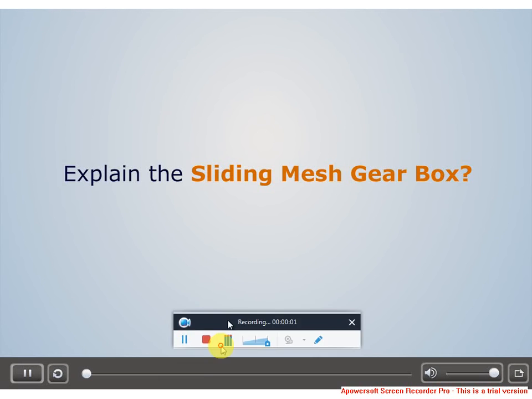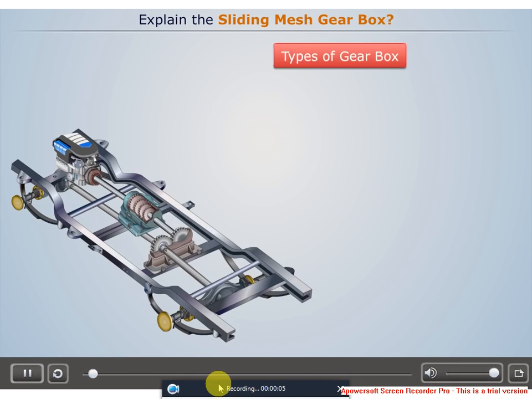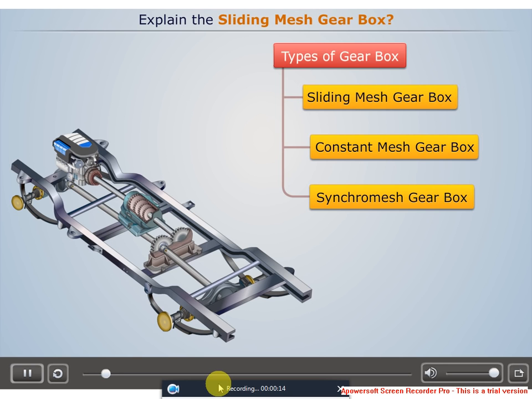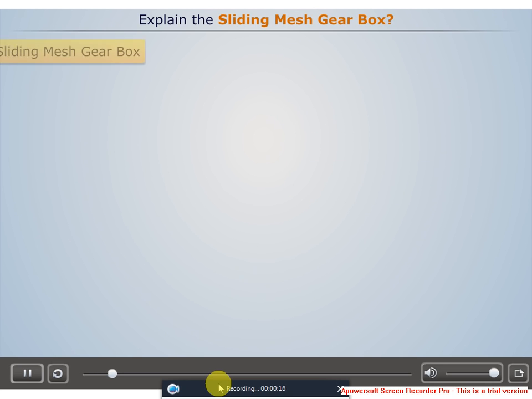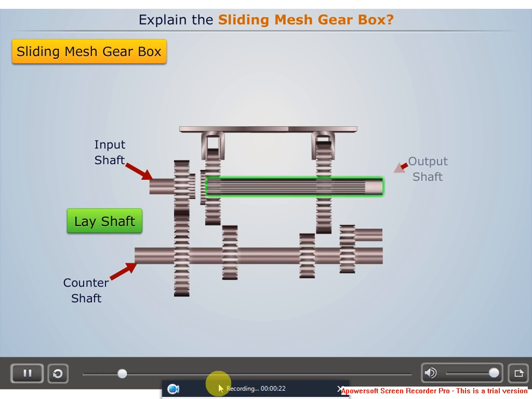Mesh gearbox. We know that the gearboxes are mainly of three types: sliding mesh gearbox, constant mesh gearbox, and synchromesh gearbox. Now let's discuss the sliding mesh gearbox in detail. Sliding mesh gearbox consists of an input shaft, a counter shaft also known as lay shaft, and an output shaft.